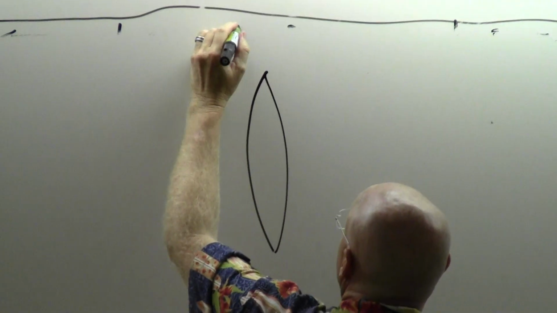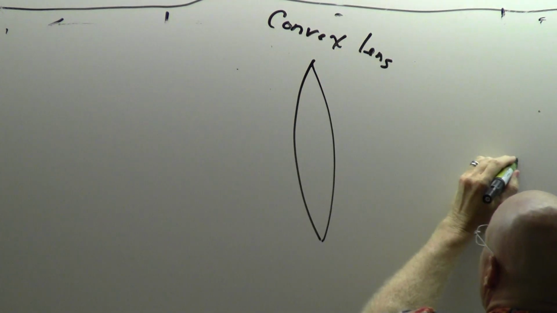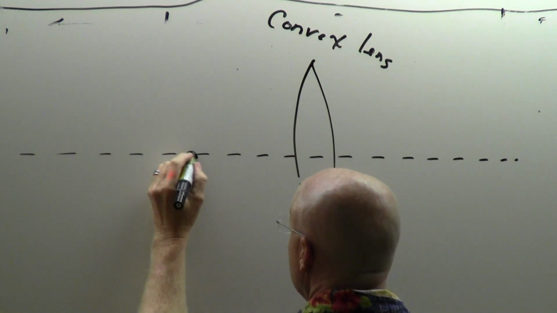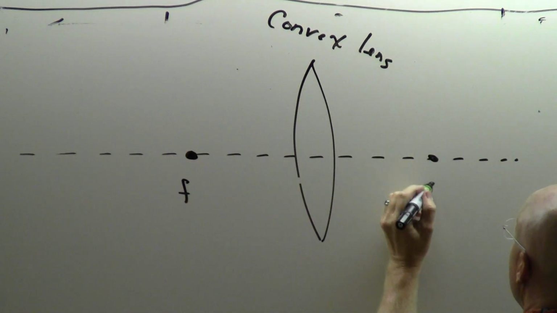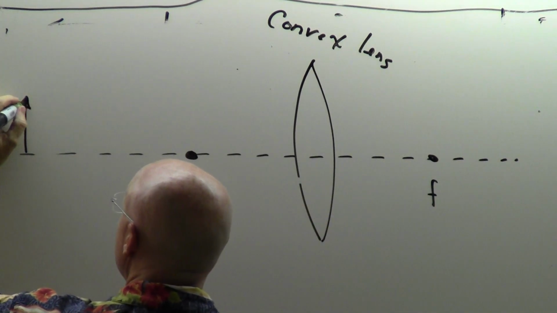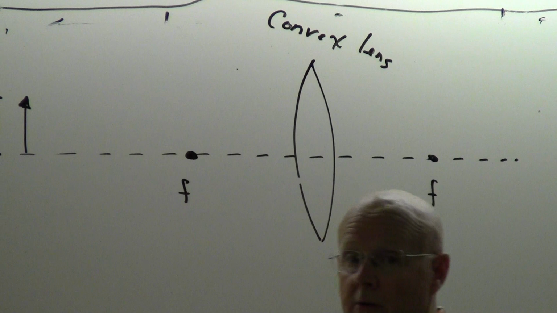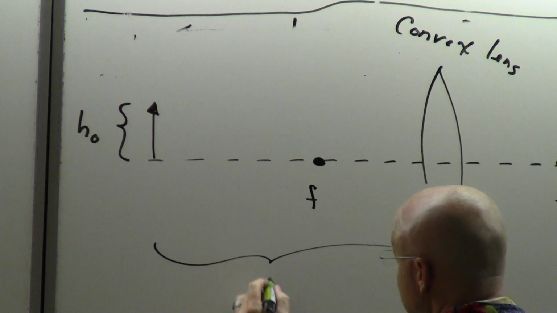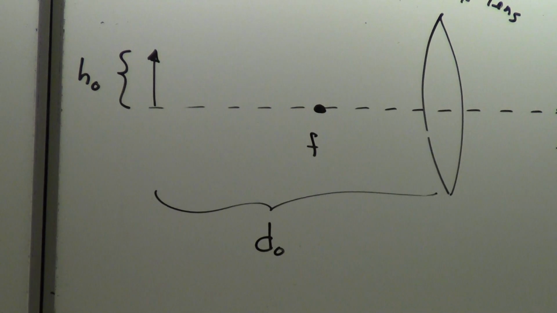a lens. And in particular, let me call this a convex lens. Let me put a dotted line down the center. I'll call that the optical axis. And as I just emphasized, let me put a focal length on both sides. Let me put an object in front of the lens. Let me call H sub O the object height. Let me call the distance to the object D sub O. And let's draw the rays. And I'll start in red.